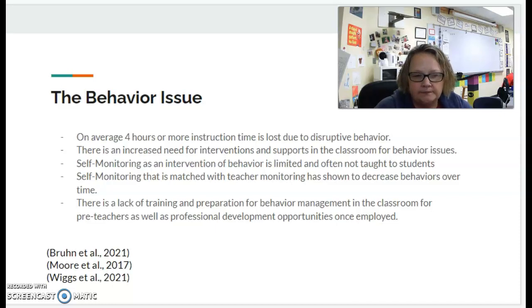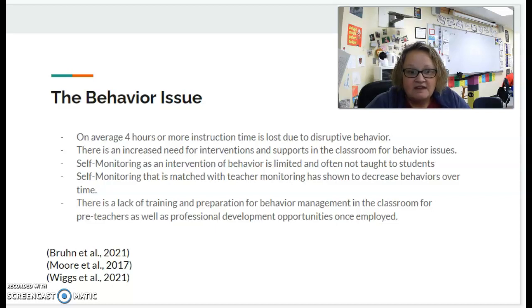So what is the issue? We know that with behaviors, on average, most teachers are saying that they lose about 4 hours of instruction every week due to behaviors in the classroom. We also know that every year there's a more increased need for interventions and supports in the classrooms. Behaviors have changed so much. Our world has changed so much. And so with that, there's an increased need to really help with a lot of the behavior issues that we are seeing that weren't present earlier in our school histories.